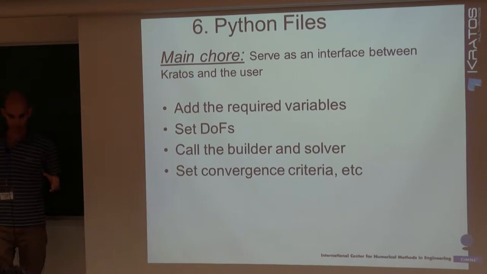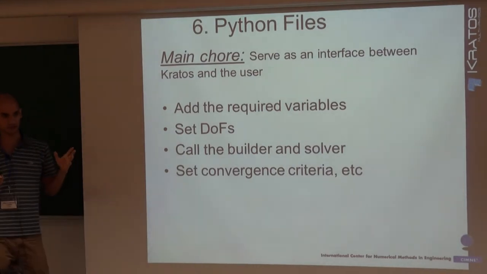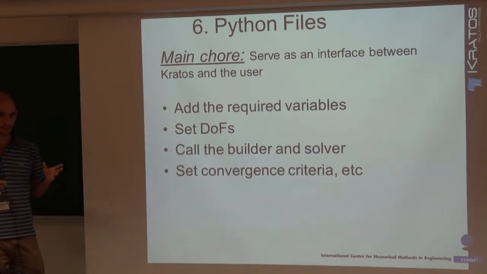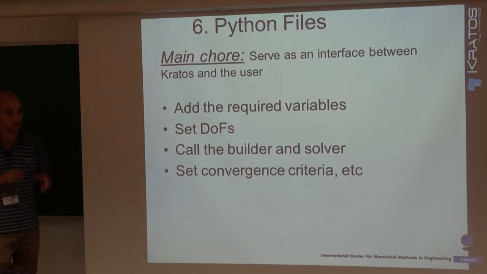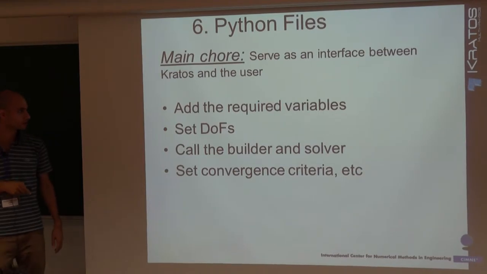So as I was telling you before, the only thing we really have to program are the elements and the conditions, because all the other things can be done by the Kratos core. Okay, so we have to tell Kratos what we want to do. Since we're not going to do it in C++, we're going to do it in the Python files, as Puyan was showing you before.